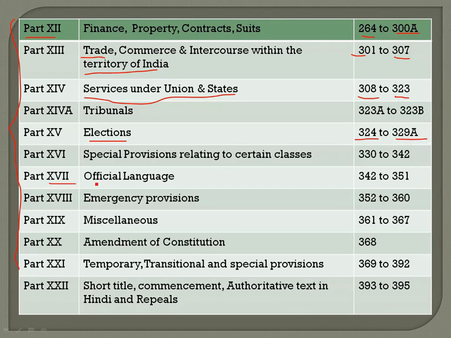Part 17. Official language. It is from 342 to 351. Part 18 is very important. It is about emergency provisions and it is from 352 to 360. Part 20. It is about amendment of the Constitution and it is in Article 368.